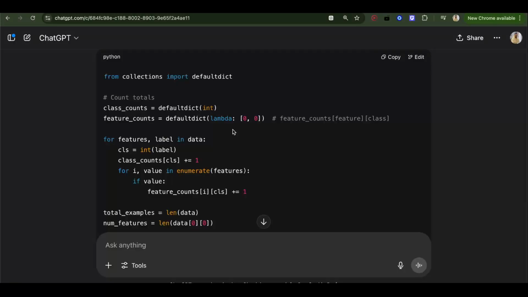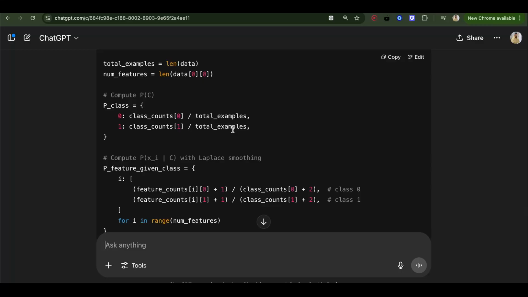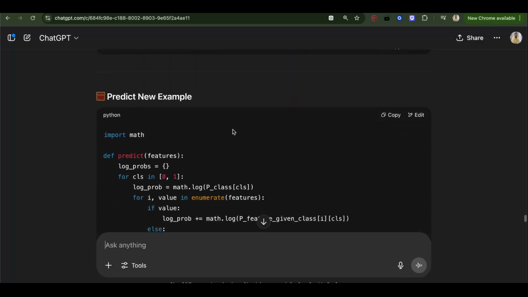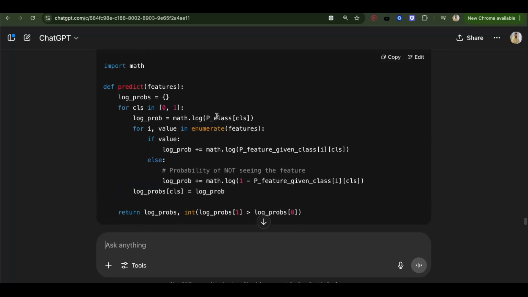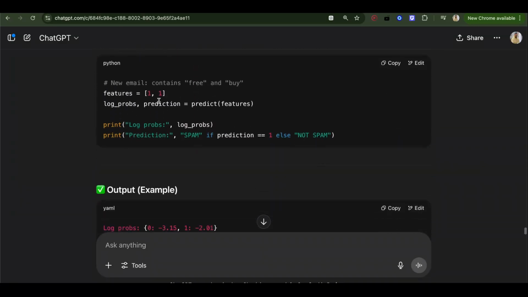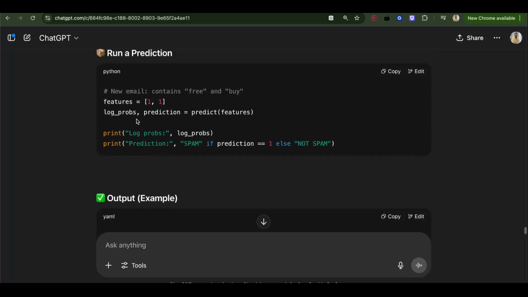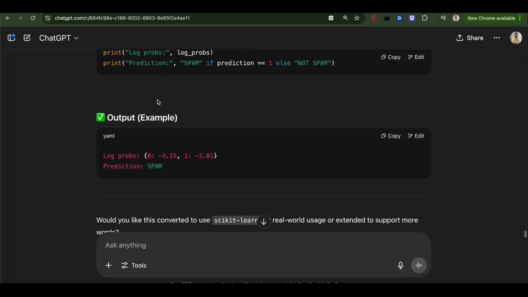This is the implementation in Python. You can just take a look. It's just what we were explaining right now. So this is predict new example. And then just to run the prediction, let's say a new email contains free and buy, so we have 1 and 1 for free and buy, and then we can predict if it's spam or not spam.